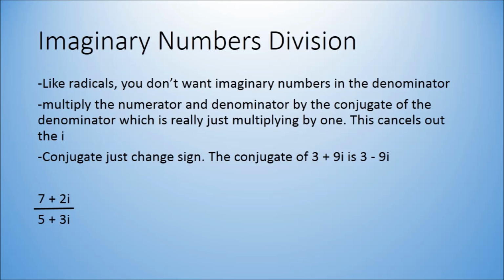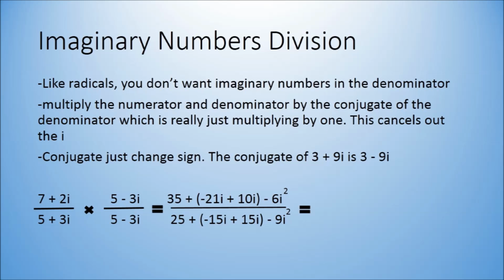So division is basically just two multiplication problems, because you're multiplying the top and the bottom by the conjugate of the denominator. In this case, you have 7 plus 2i over 5 plus 3i, so you multiply the numerator by 5 minus 3i and the denominator by 5 minus 3i. And from there, you just do multiplication and sum them all up.